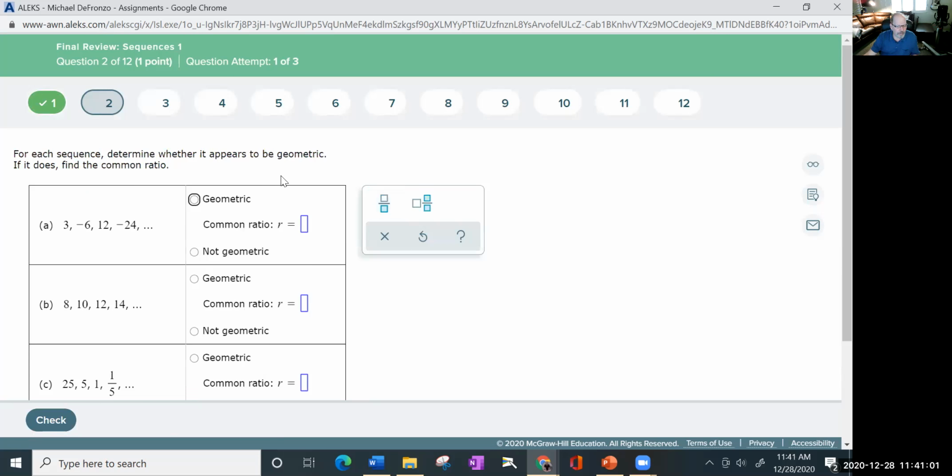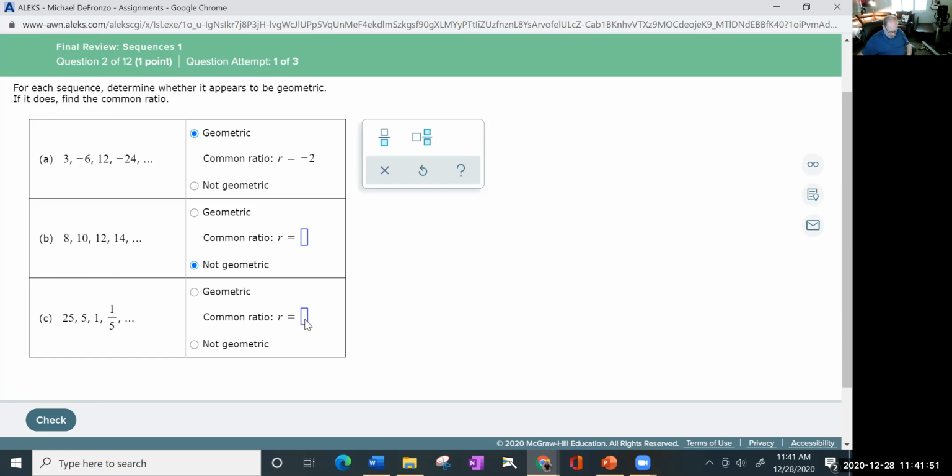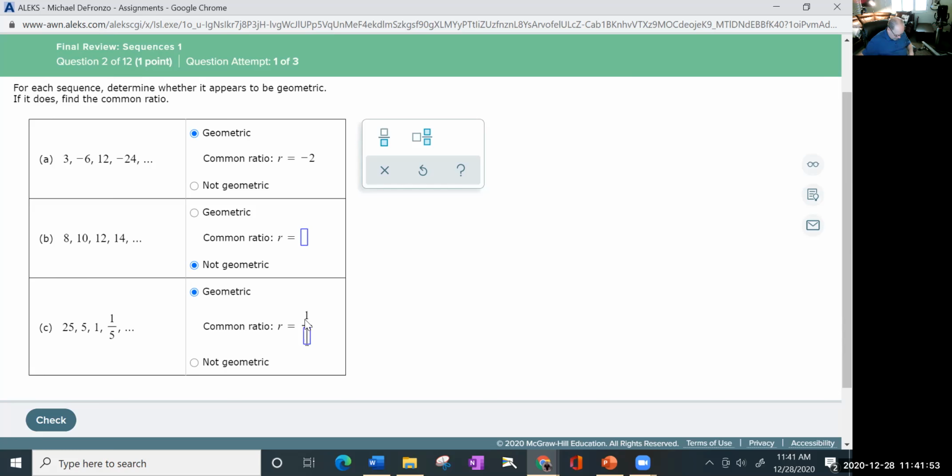Here, 8, 10, 12. This is adding 2 each time. So that's not geometric. Over here, it appears that we're multiplying times 1/5 each time, times 1/5, which would be the ratio. Geometric.